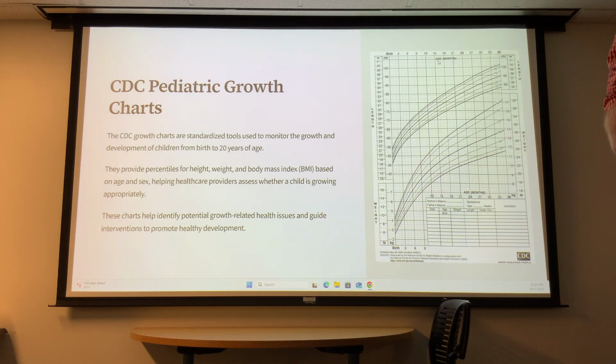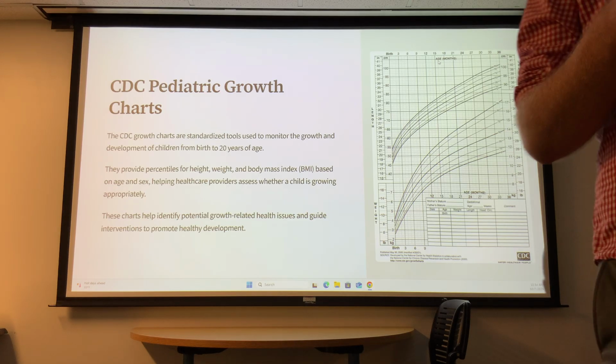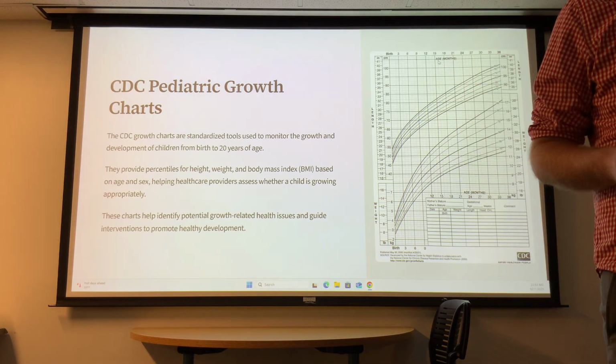If they're not getting the proper nutrition, not only are they not growing taller, but they're also not putting on weight either. Or vice versa, if they're overfeeding.